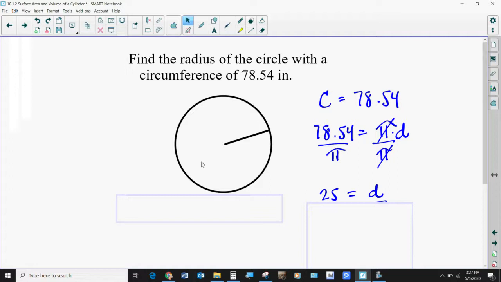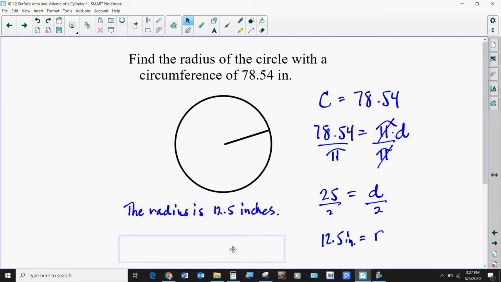Well, we don't want to find the diameter. We're trying to find the radius because we need the radius to find the area. So how do you find the radius if you know the diameter? Well, the radius is exactly 1/2 the diameter. So half of 25 is 12.5. So when we started with the circumference, we could figure out that the radius is going to be 12.5 inches. And now if we need to find the area for this circle, we just square this number and multiply it times pi, and that'll give us the area.